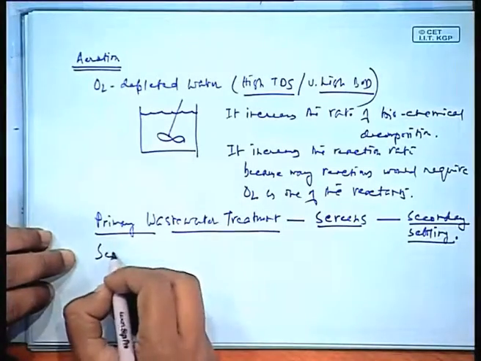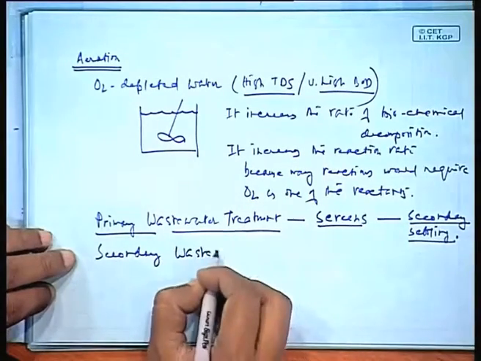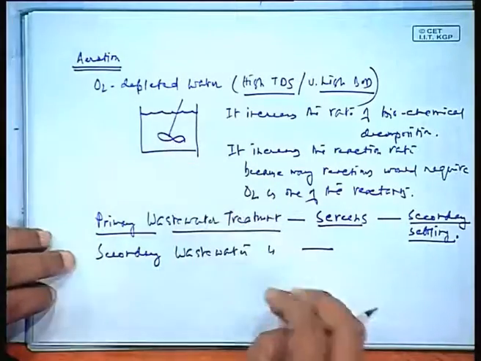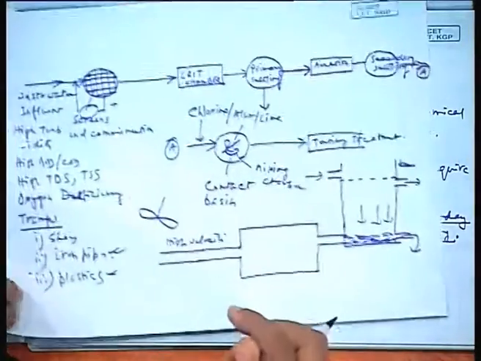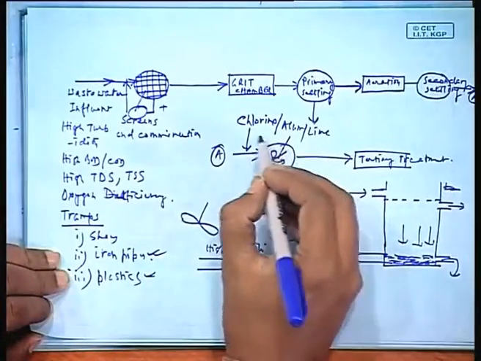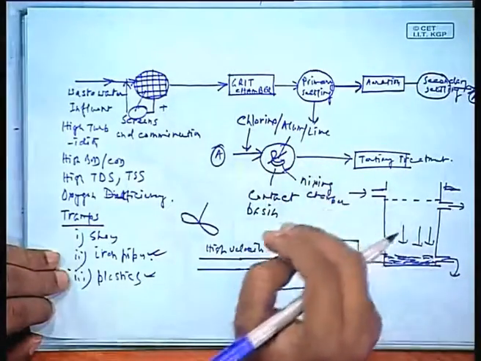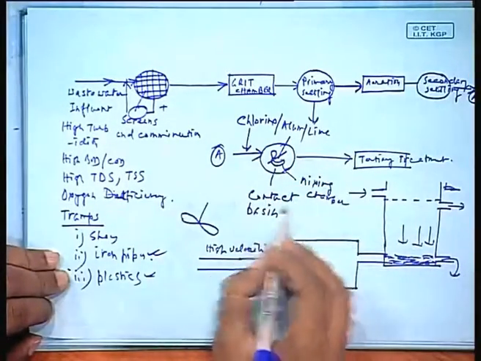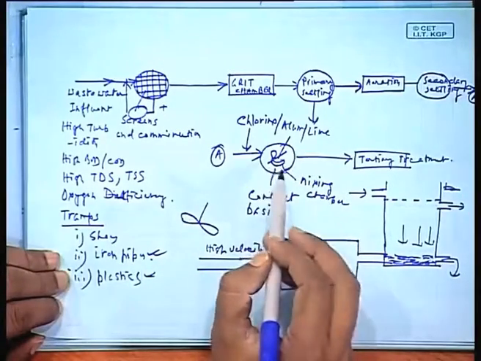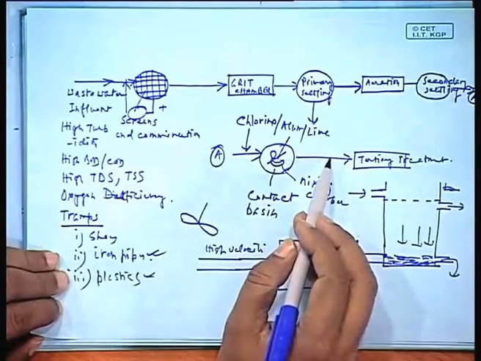Then comes the secondary wastewater treatment, where we are adding something. As you can observe here in the last part, chlorine, alum or lime is being added to the water. This is the start of the secondary treatment in water.